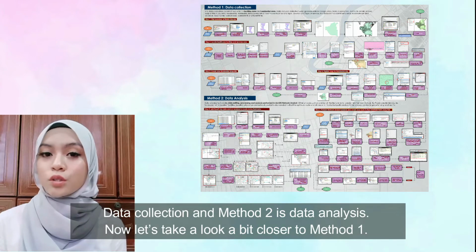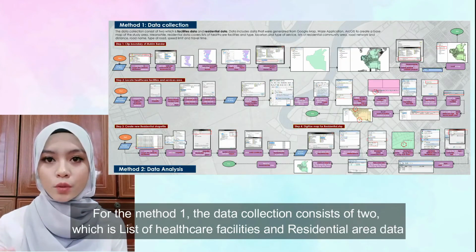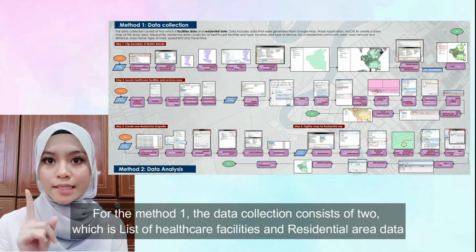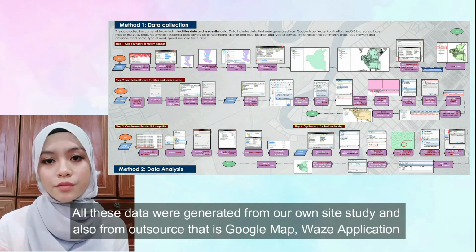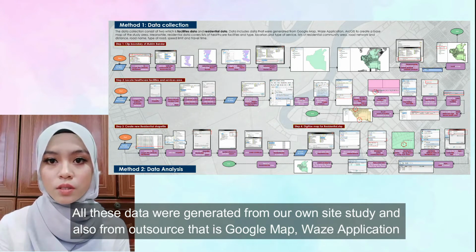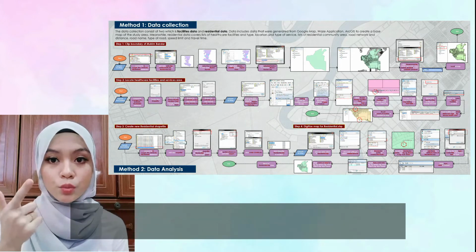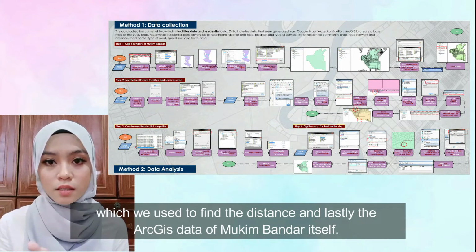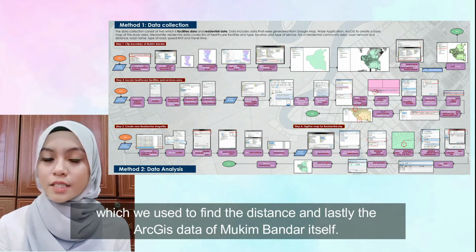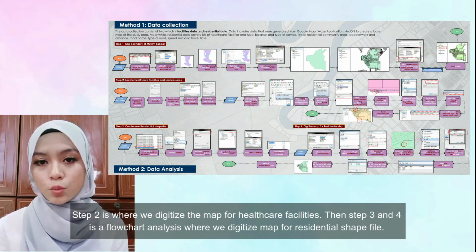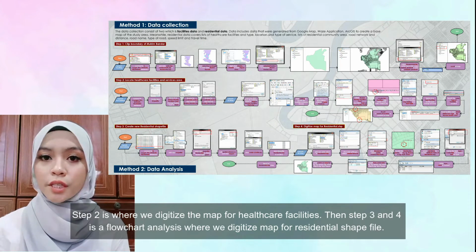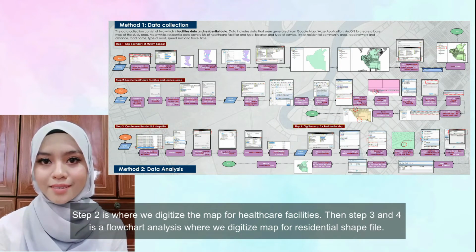Now let's take a closer look at method 1. For method 1, the data collection consists of two things: a list of healthcare facilities and residential area data. All these data were generated from our own site study and also from outsourced sources, that is Google Maps, which we use to find the distance, and lastly the ArcGIS data of Mukim Bandar itself. As you can see, there are 4 steps altogether. Step 1 is where we produce our Mukim Bandar map by using clip boundary. Step 2 is where we digitize the map for healthcare facilities. Then steps 3 and 4 are where we digitize the map for the residential shapefile.